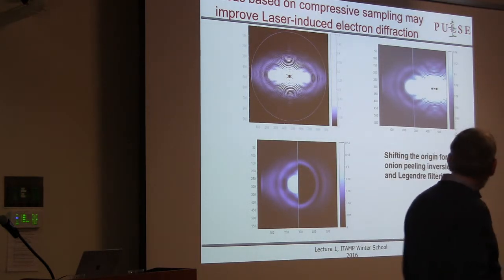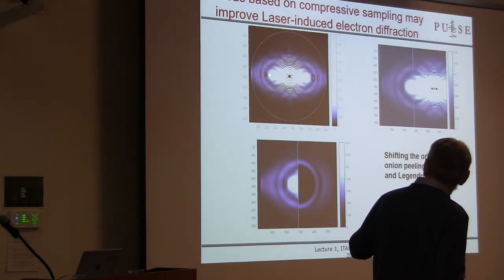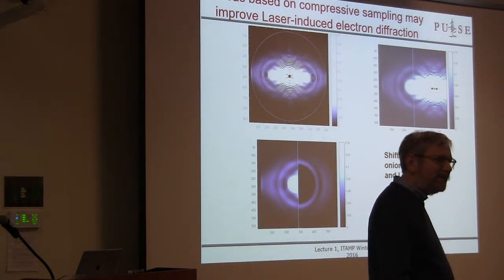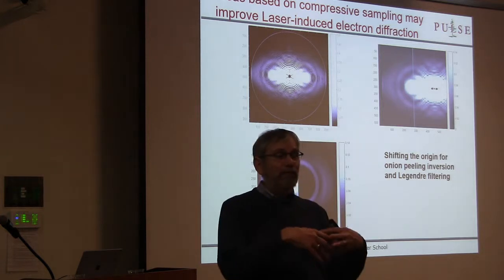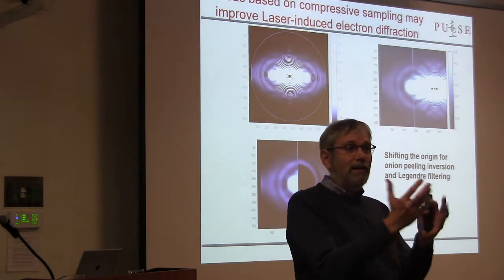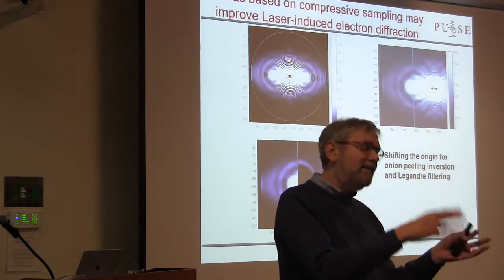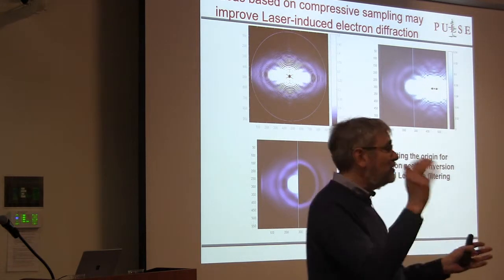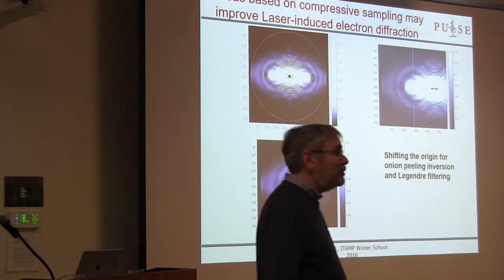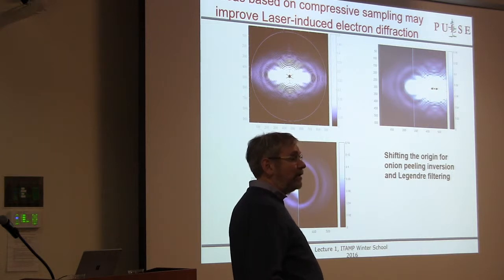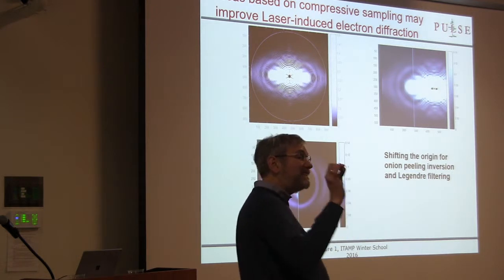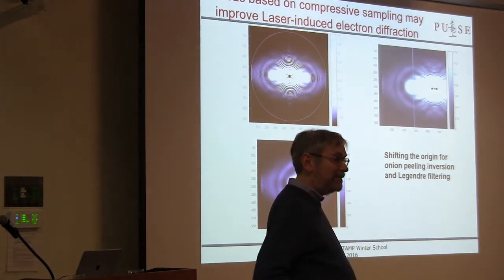I want to know about patterns that are centered here. I don't care about patterns that are centered here. So I should do some kind of a Legendre polynomial decomposition, a projection of my data. You guys are theorists. I'm sure you immediately get the idea. You can find a basis where the information you want is sparse in that basis, and that's your basis.